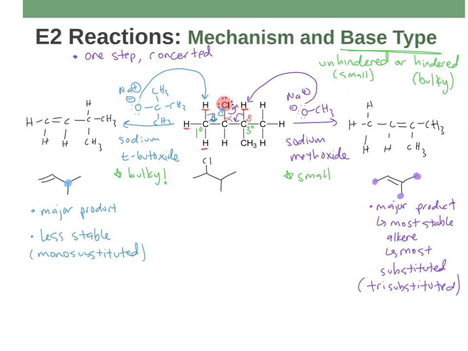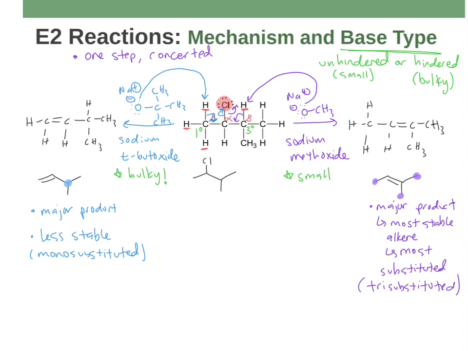It's only mono-substituted, right? It only has one alkyl group, one carbon group coming off of it, as opposed to three like the other one. And again, we're talking about the things coming off of the carbons in the alkene. These different products have names. One is Zaitsev, one is Hofmann.